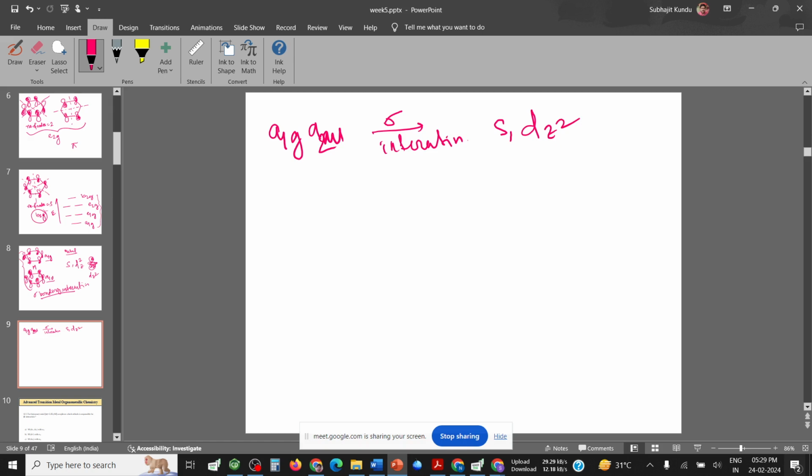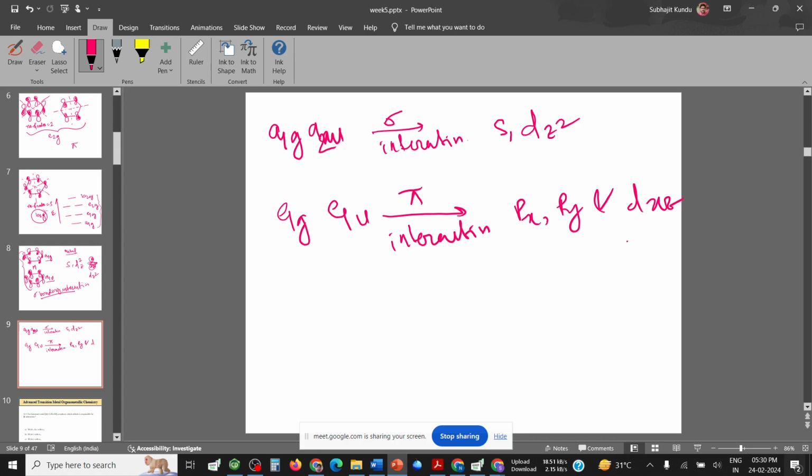whereas our pi systems like E1G and E1U undergo the pi interaction with the metal px, py, dxz and dyz.